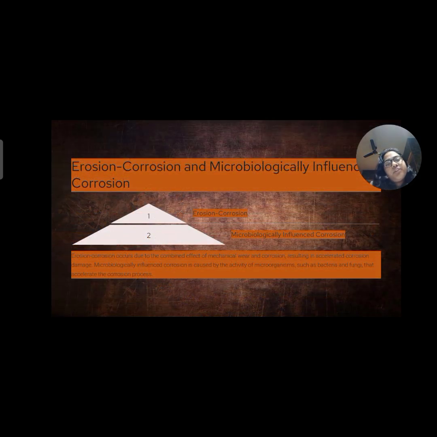Erosion corrosion and microbiological corrosion. Erosion corrosion actually happens due to mechanical wear along with the corrosion, and this is a very common type of corrosion. Microbiologically influenced corrosion was found out later on: some microorganisms, some species of bacteria and fungi, also result in corrosion due to the presence of their moisture content.